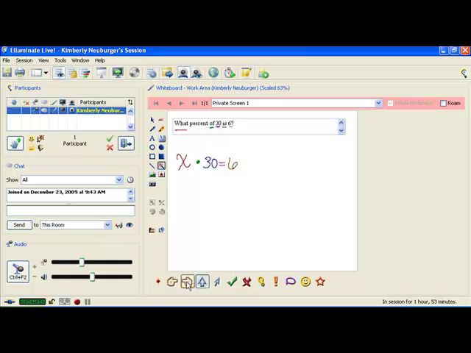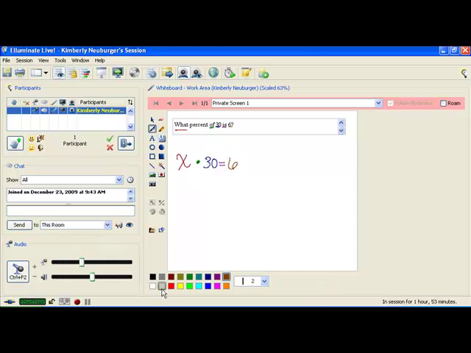So let's look at what we have here. What is the x? We're going to switch that x to a percent at the end. Of is your multiply, 30. Is equals, and 6 is our number on the end.